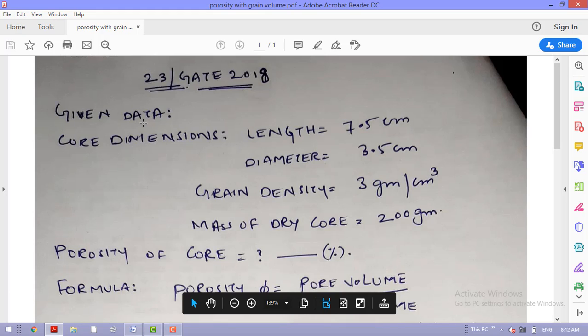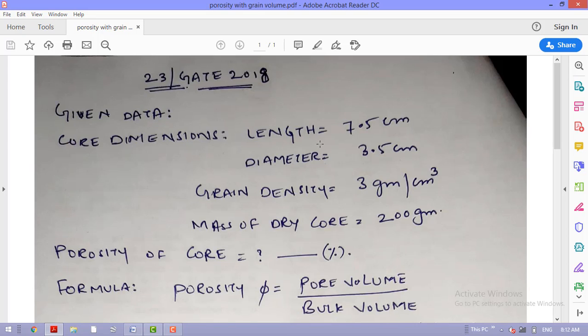The question number in GATE 2018 is 23. So I just wrote the given data. The core dimensions are length equal to 7.5 centimeter and diameter 3.5 centimeter. Grain density is 3 grams per centimeter cube. Mass of dry core is 200 grams. We have to find the porosity of the core.